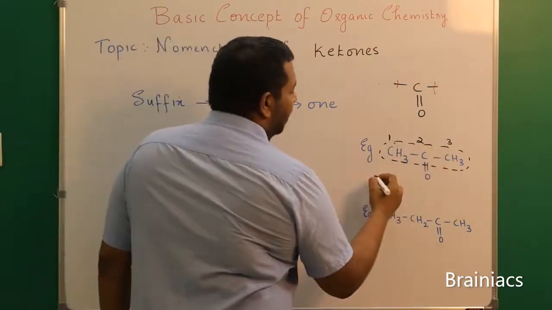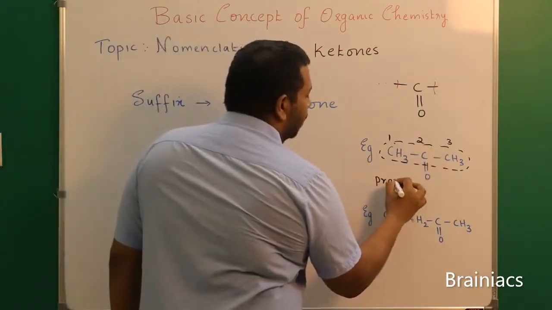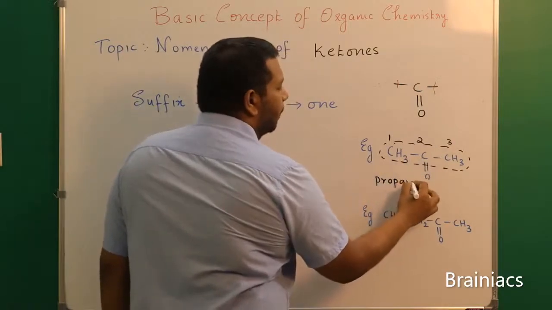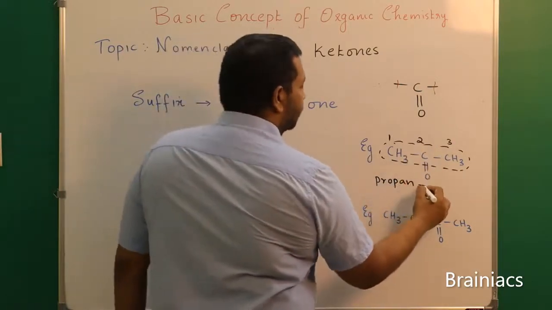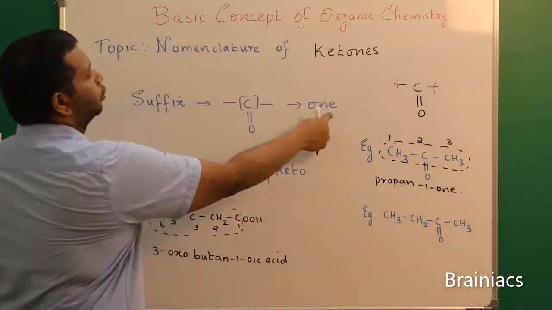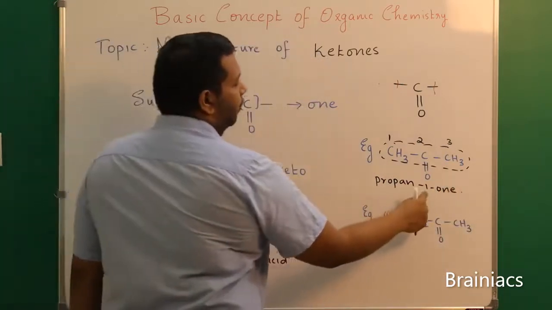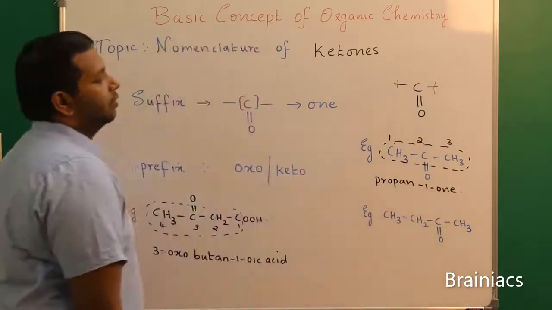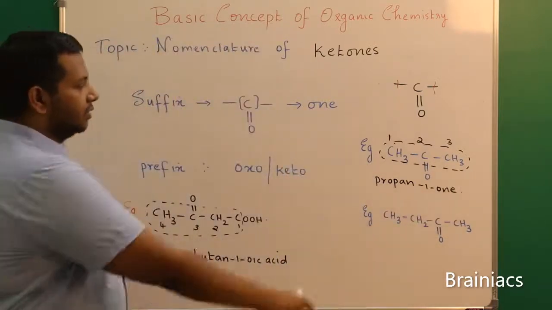So how can we name this? The parent has three carbons, so I can use prop. All are linked with a single bond, so I can say propan. Then the first position, so the suffix one should be used. So propan-1-one or propanone, both are correct. Understood? So in this case, how will you number it?